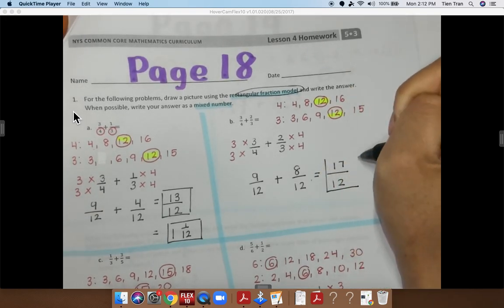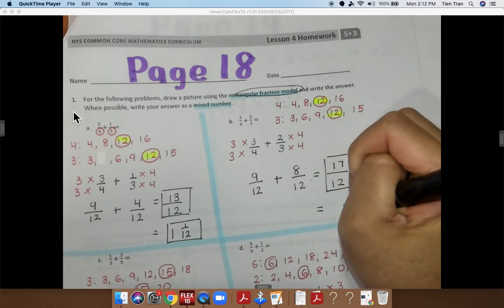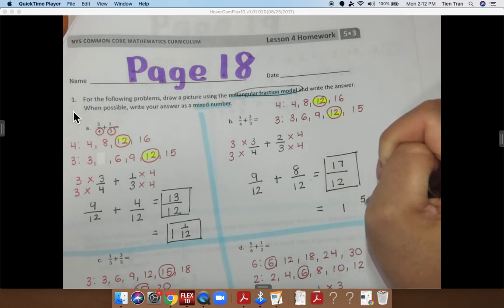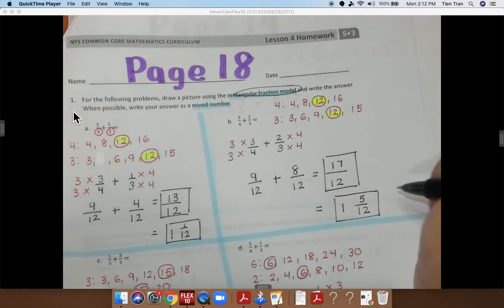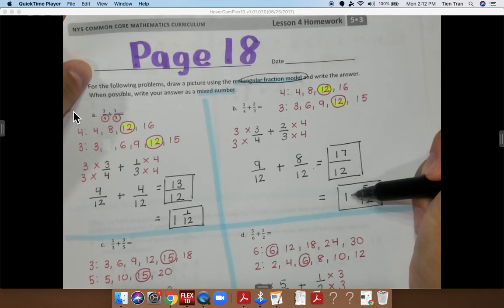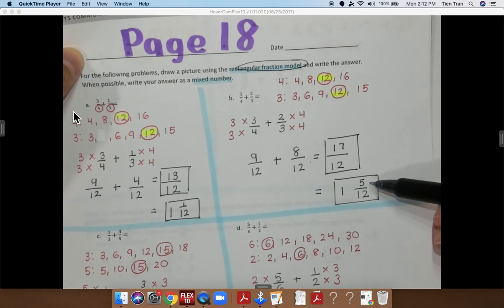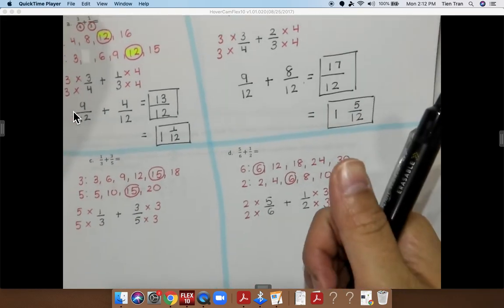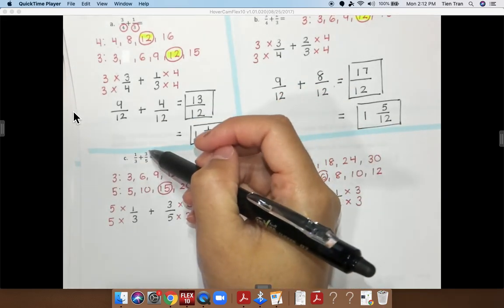So my final answer is 17/12, or it would be 1 and 5/12 if I were to change it into a mixed number. Because 12 can go into 17 one time, and we have 5 left over as a remainder, so we have 5/12. Now for problem C, I have 1/3 plus 3/5.